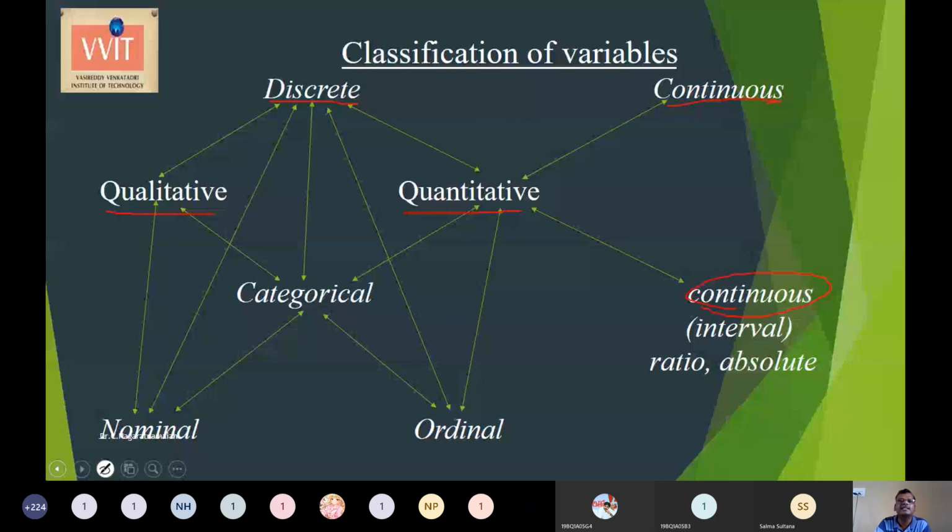This is the important tree diagram related to the structure or classification of variables. See, all of you, this is one very, very important diagram. It is not possible to find this structure anywhere in the textbooks. From this classification, we have to define all the properties related to the variables. Okay, are you understanding this one?